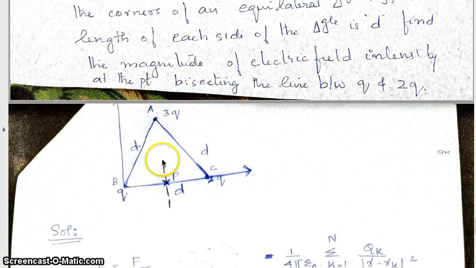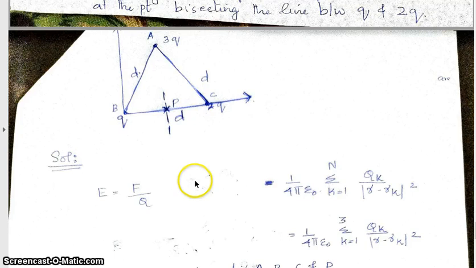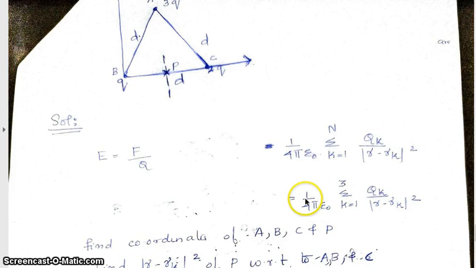This problem is similar to the one which we did earlier, the second question. So electric field intensity is F by q. Your expression is 1 by 4 pi epsilon 0 sigma k equal to 1 to n, qk by r minus rk. Here totally we are having three charges, A, B, C. So here the k value is 1, 2, 3, and this is qk.